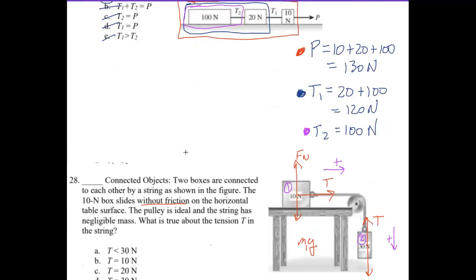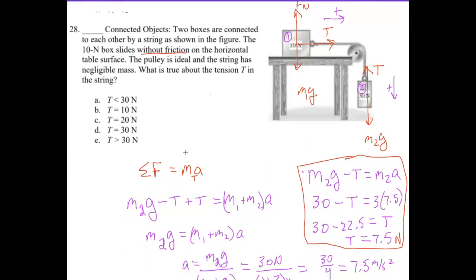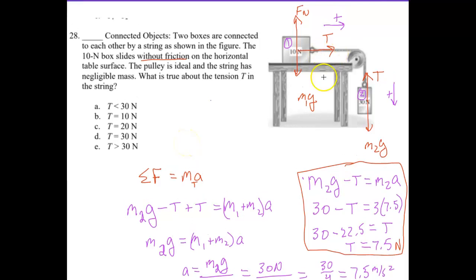If we move to the last one, this one I'm not real fond of because this is a difficult one to do for a really quick multiple choice. I've got these boxes connected, and this is called a half Atwood's machine. There's no friction, which helps. And so they want to know what's true about the tension in the string. So you have to actually find the tension. So I drew a free body diagram for the 30 Newton box and for the 10 Newton box. And I know that the 30 is going down and the 10 is moving to the right.